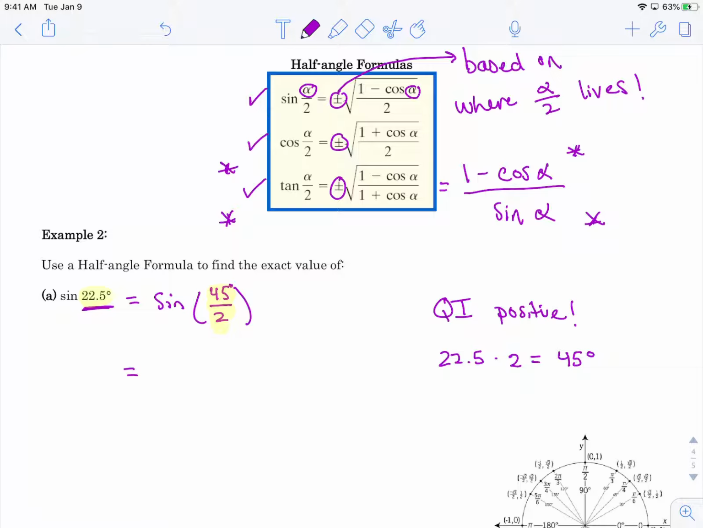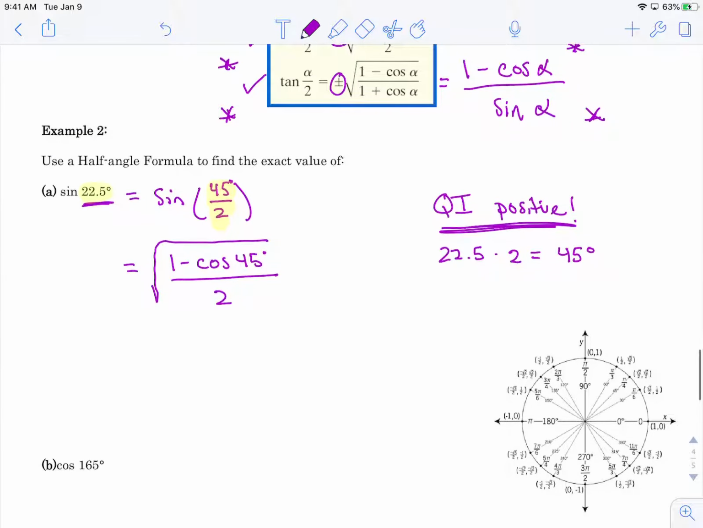So again, I'm choosing the positive. I'm not going to write plus or minus. So it's the square root of 1 minus cosine 45 degrees over 2. And I put a unit circle here that we could refer to, but hopefully we're okay. We know this one. So we get 1 minus root 2 over 2, and this whole thing is over 2.